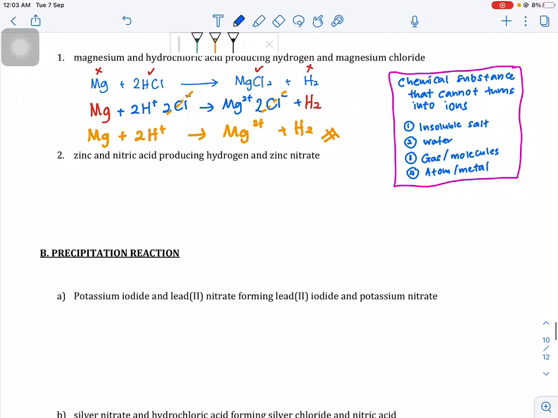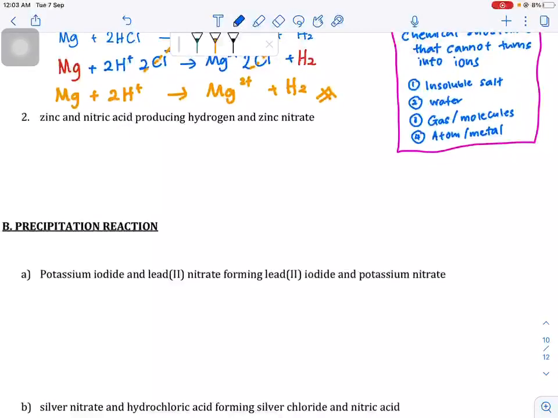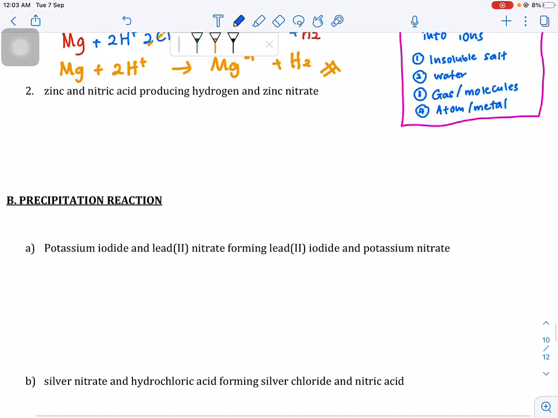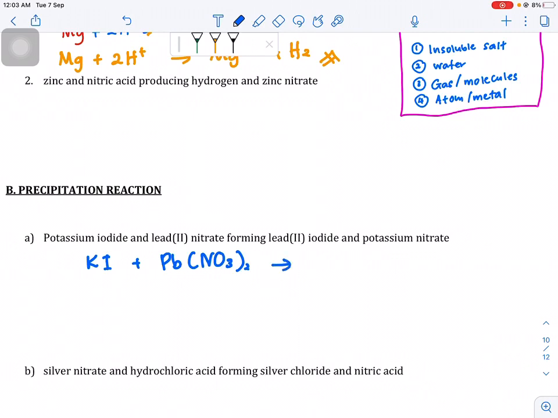So I'll show you another reaction, which is precipitation reaction. So the first step to write the ionic equation, we must write the chemical equation first. Chemical equation is potassium iodide react with lead(II) nitrate. The product is lead(II) iodide and potassium nitrate. Check and balance it. So two here, two.